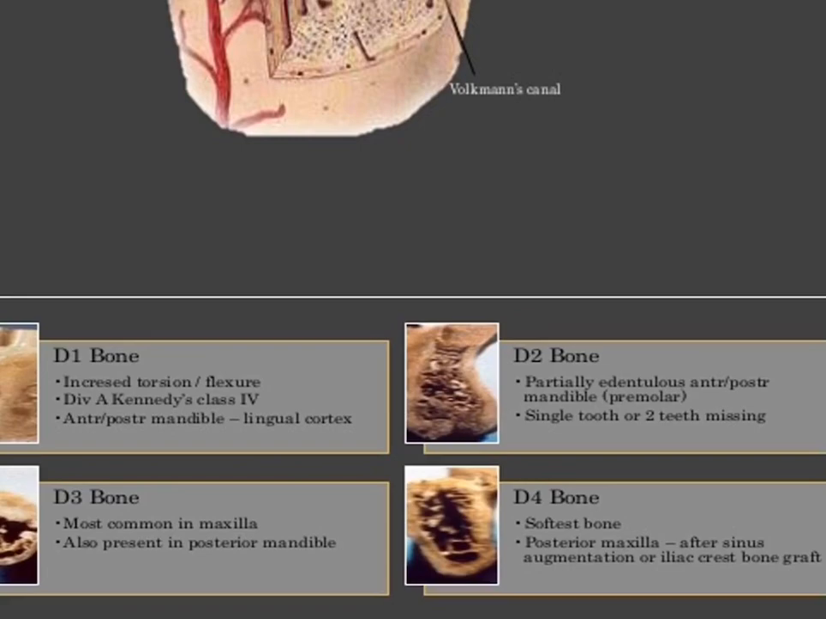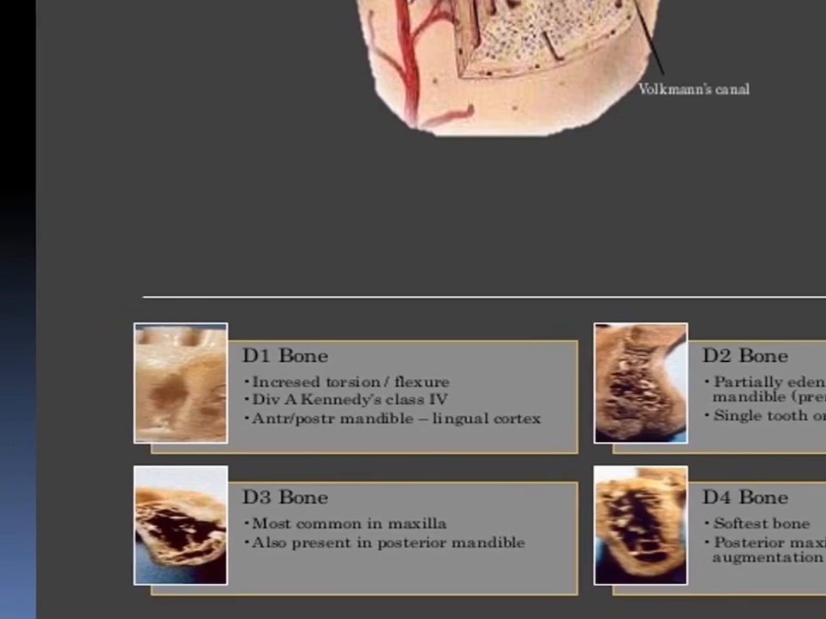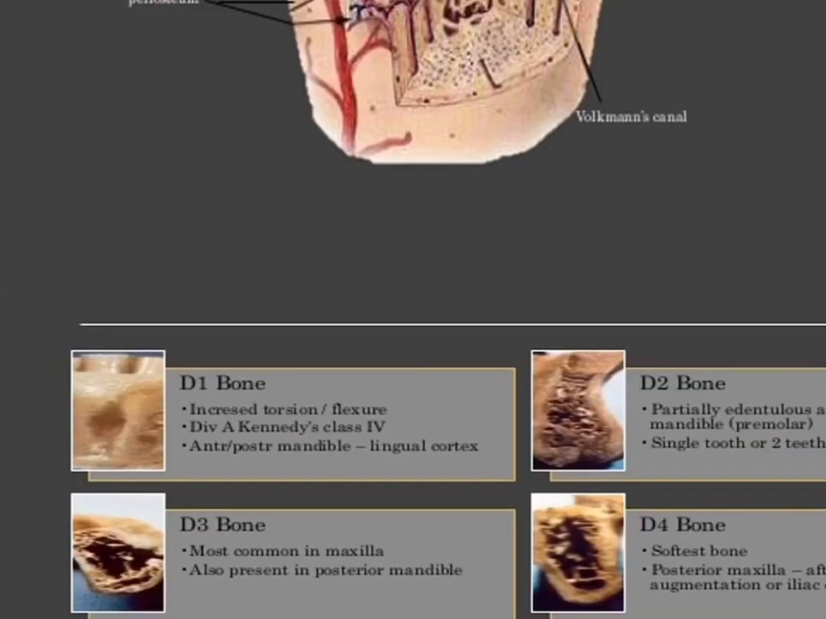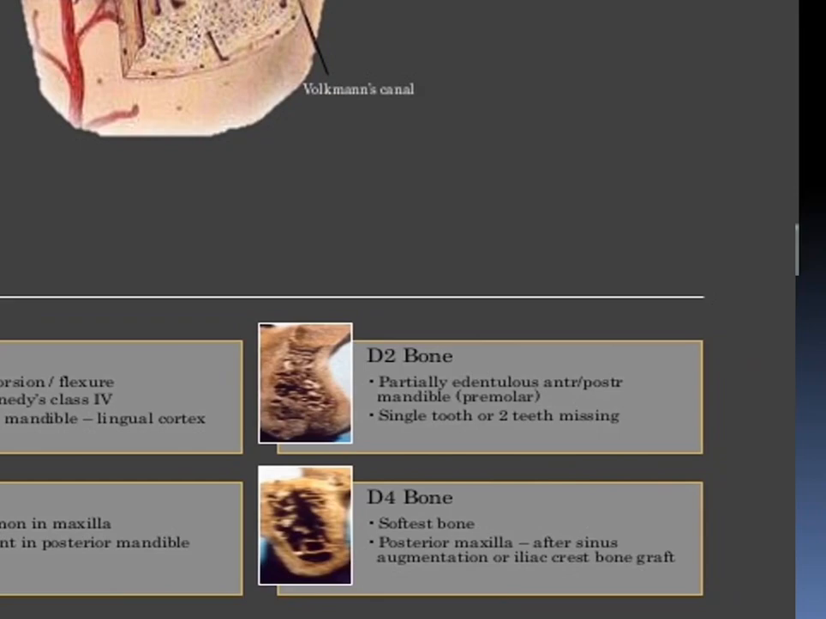It is seen mainly in the posterior mandibular region. When we talk about the D3 bone, it is mainly seen in the maxilla, which is mainly consisting of what you can see over here is the cancellous bone in between. It is porous and it is present in some parts of the posterior mandible and the anterior maxilla. But when we talk about this D4 bone, it is the softest of all and it is mainly seen in the posterior maxillary region.